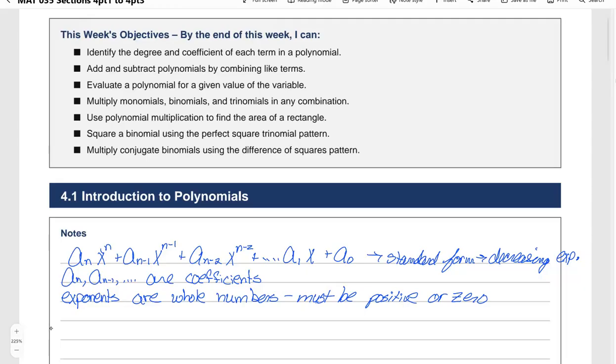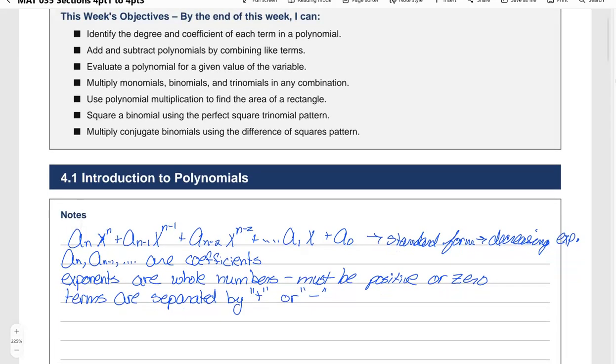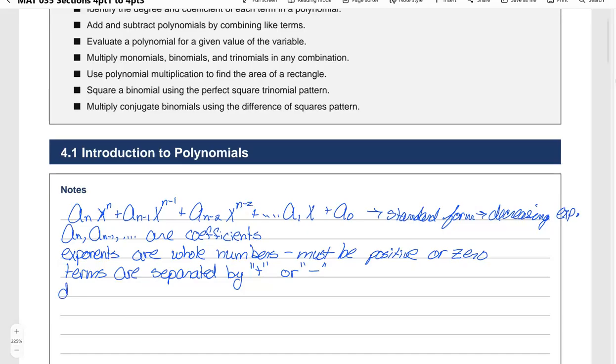We talk about terms. Terms are the items inside of our polynomial. Terms are separated by pluses and minuses. So this would be a term, that a sub n x to the n. The next term is a sub n minus 1 x to the n minus 1, and so on. When we talk about the degree, it is going to be the largest exponent that we see.